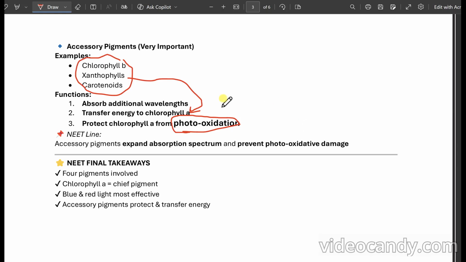ये damage को chlorophyll B, xanthophylls, carotenoids prevent करता है. So this is very important. That's why these are called accessory pigments. It transfers whatever light energy is absorbed from the sunlight to chlorophyll A, and it also protects chlorophyll A from photo oxidation.